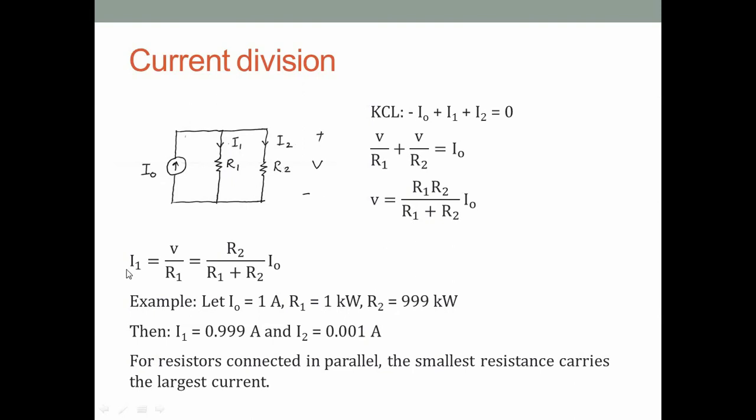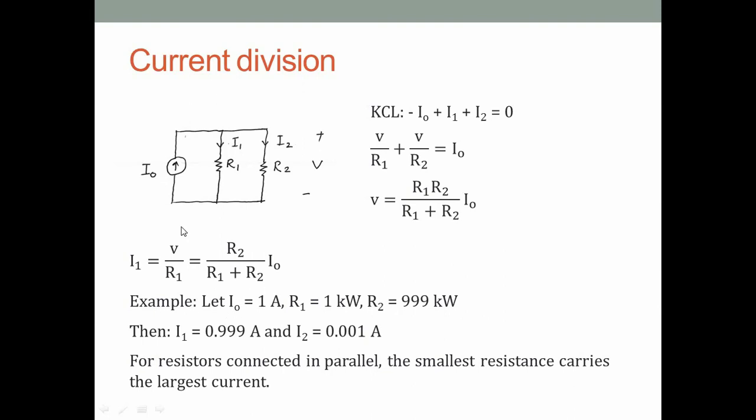So the current I1 is V divided by R1. So it is, what is it? This divided by R1. So R2 stays in the numerator. So I1 is equal to R2 by R1 plus R2, I0. And similarly, I2 will be R1 by R1 plus R2, I0. Now let's do an example.